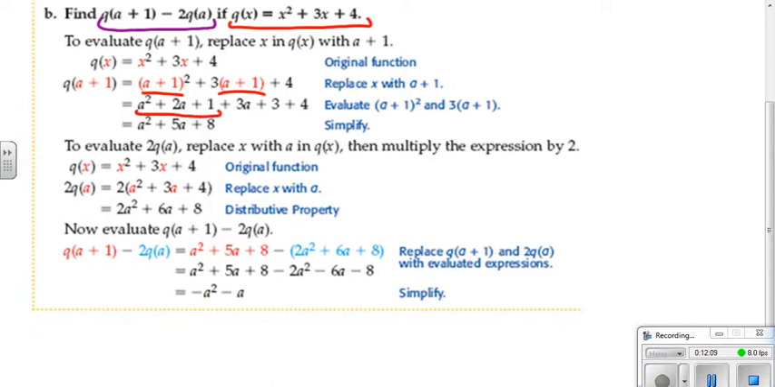A plus 1 squared becomes a squared plus 2a plus 1. 3 times a plus 1 becomes 3a plus 3, and still add 4. Then combining all of our like terms, we get a squared plus 5a plus 8. So that was one part of it. Now to evaluate the 2q of a, we replace x with a in every piece, then multiply the whole thing by 2. So everywhere we see x, we put in a, and then we multiply everything by 2. So 2 times a squared plus 3a plus 4. So 2a squared plus 6a plus 8.